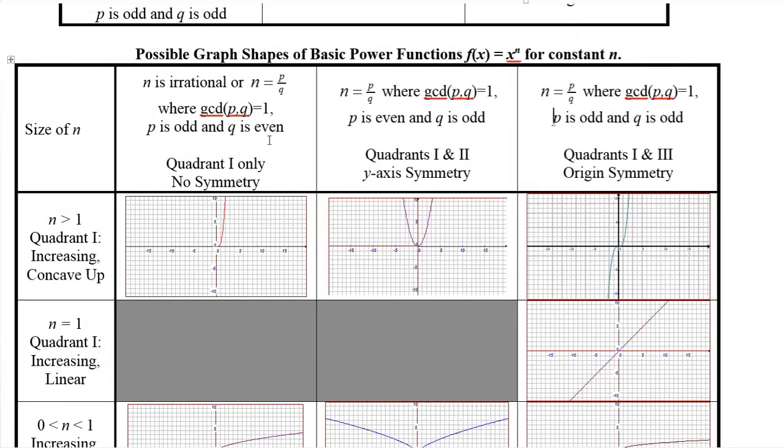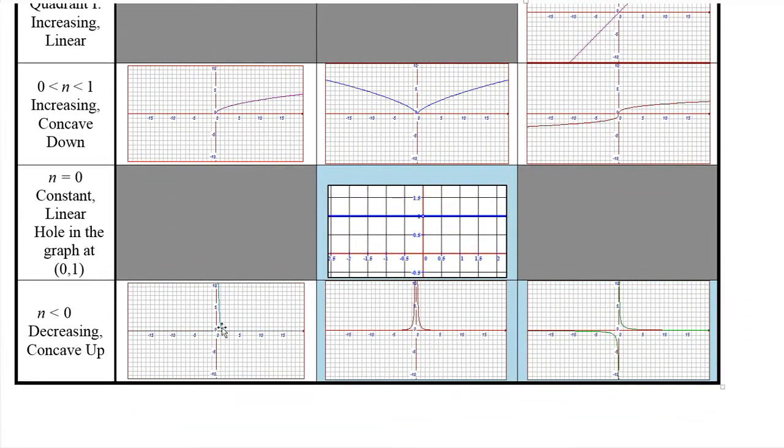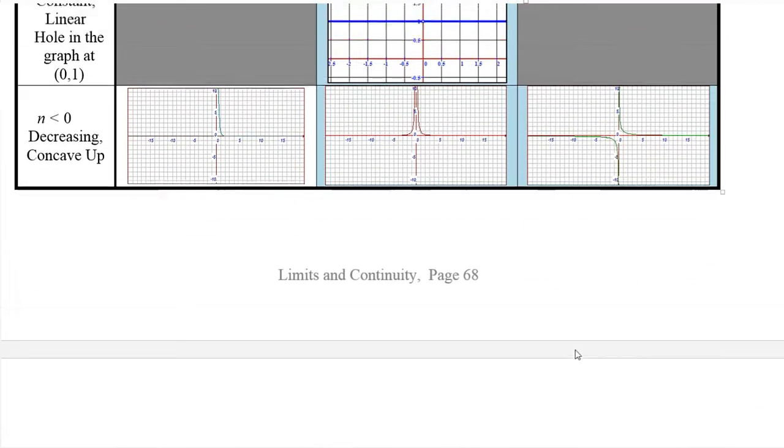Again, if the power is odd over even or just an irrational power, we only get the first quadrant. So those are all continuous functions. Now these over here are not continuous functions because they have a discontinuity at 0. They're continuous everywhere in their domain, but the domain's not one connected piece. It skips over x equals 0 for these three that have the blue background. You can see what's happening there. Again, y-axis symmetry here, origin symmetry here. So lots of cool things.